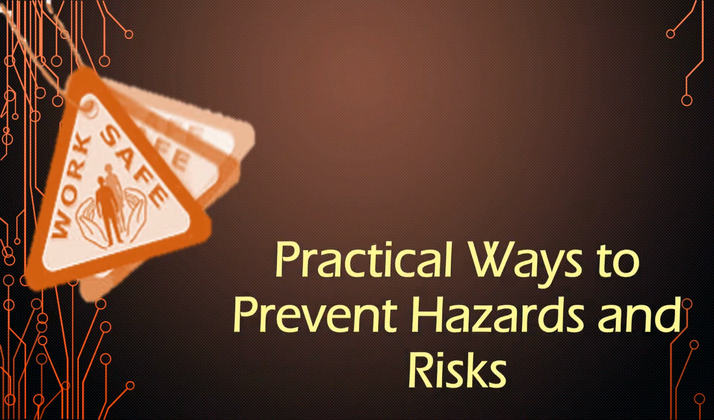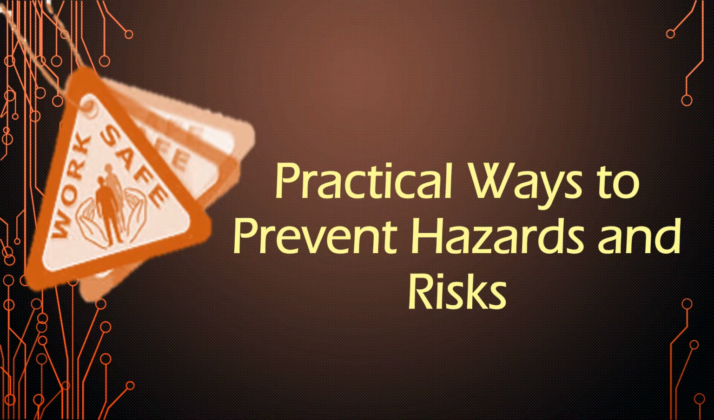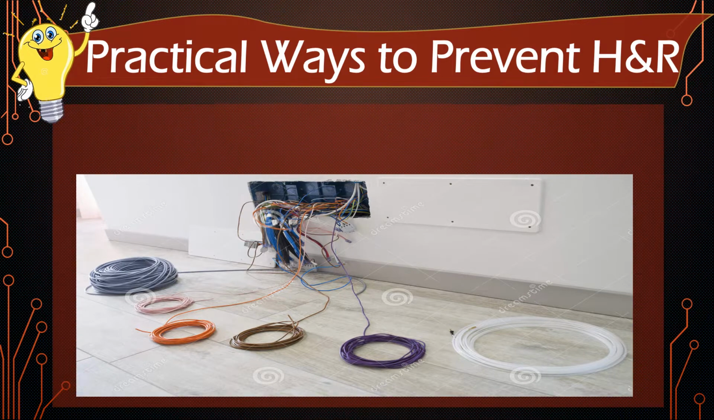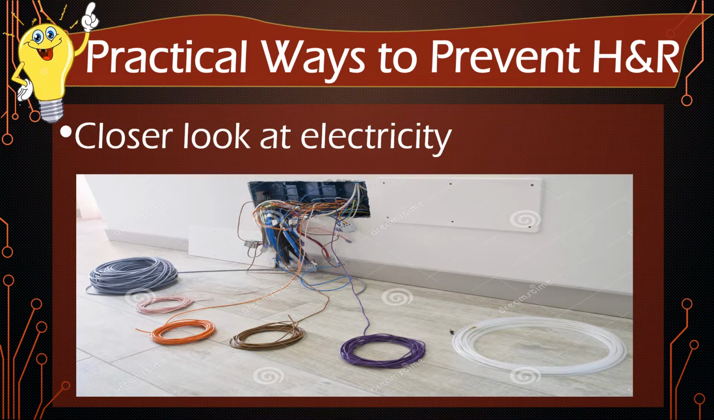We also have to deal with practical ways to prevent hazards and risks. A closer look at electricity. Ensure that all electrical equipment you use is in good condition. Ensure that there are no damaged electrical cords. Your hands should be dry before attempting to use any electrical equipment. Do not attempt to change fuses unless you know what you are doing. Do not turn on all appliances at the same time just because you want to save time, for this may cause short circuits.